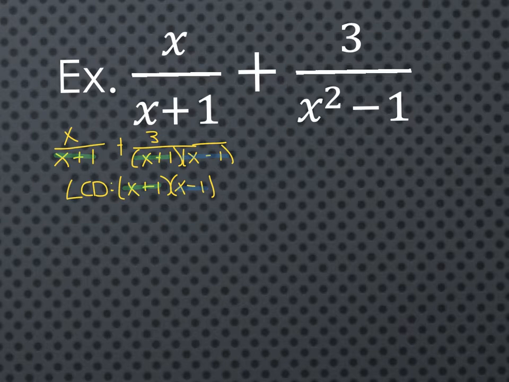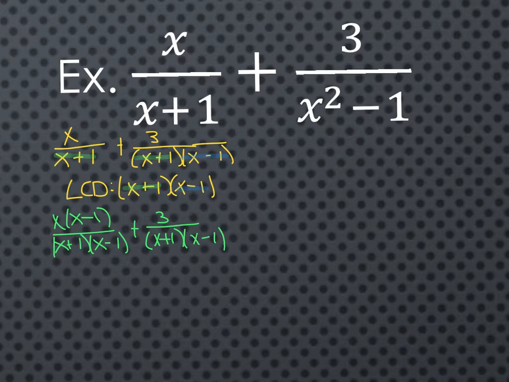Okay? So the next thing we're going to do is identify how do I turn that first denominator, x plus 1, into x plus 1 times x minus 1. Well, we have to multiply both numerator and denominator by x minus 1. For the second denominator, how do we turn that x plus 1 times x minus 1 into the lowest common denominator? Well, we're fortunate here, it's already okay.